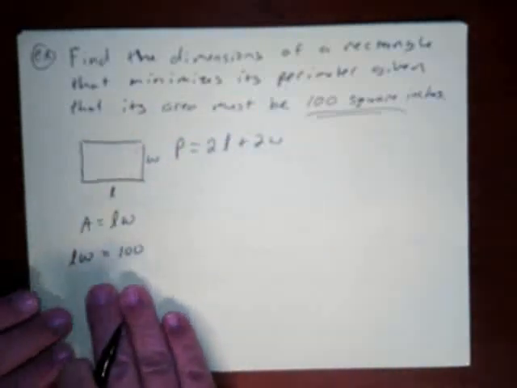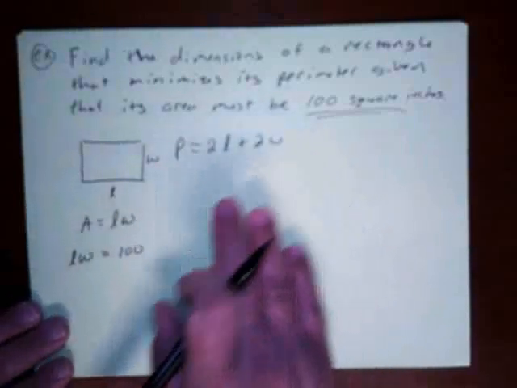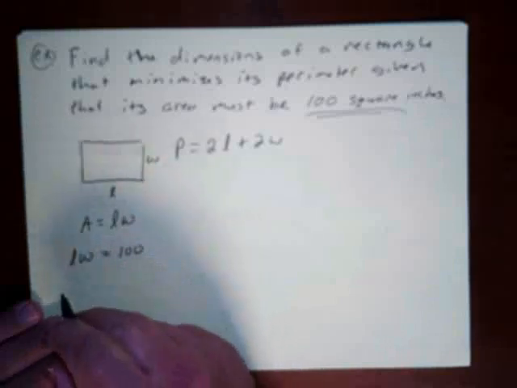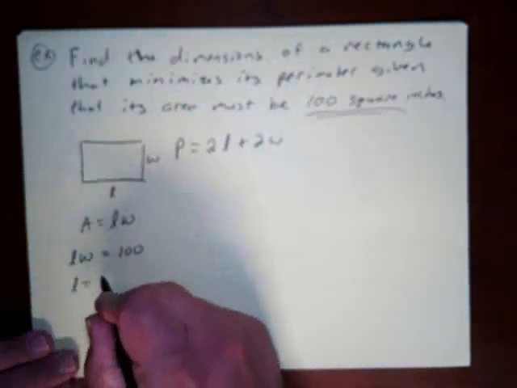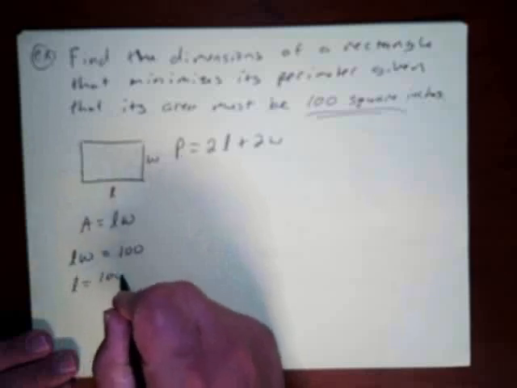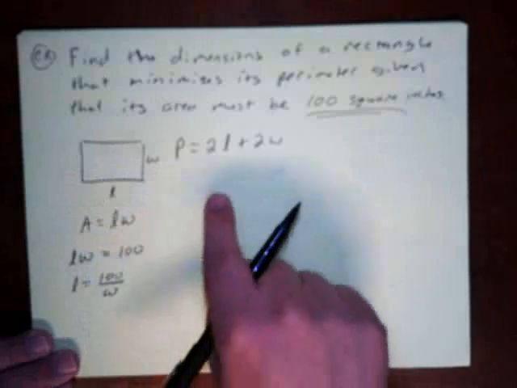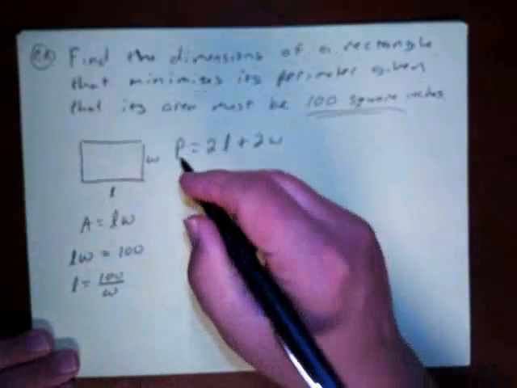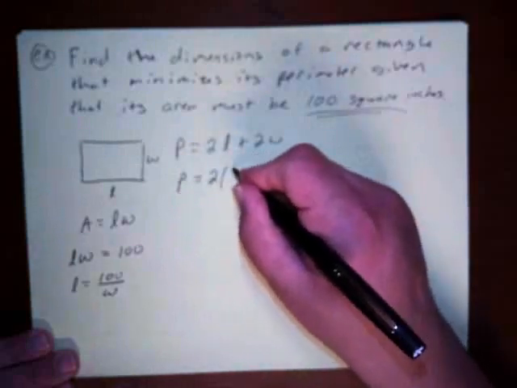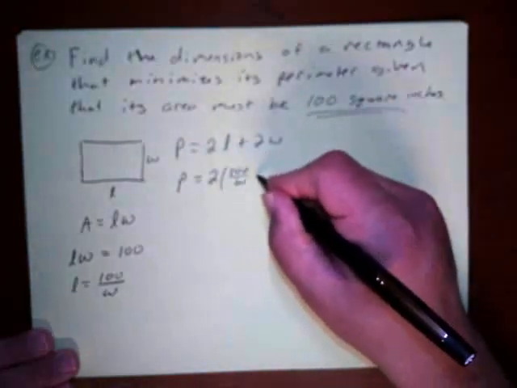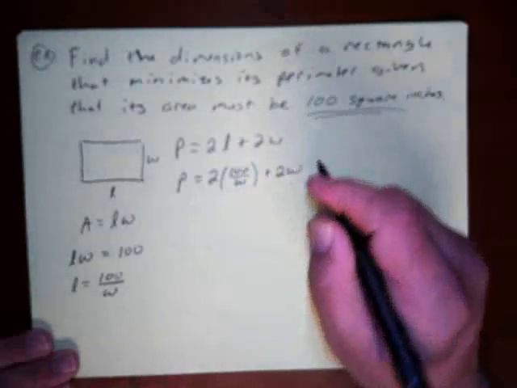And so we're going to use this constraint to put all of this in terms of one variable. Okay, so let's put it all in terms of W, I guess. So L is equal to 100 divided by W. And then I can place this into this equation up here. And then I get that the perimeter is equal to 2 times 100 over W plus 2W.